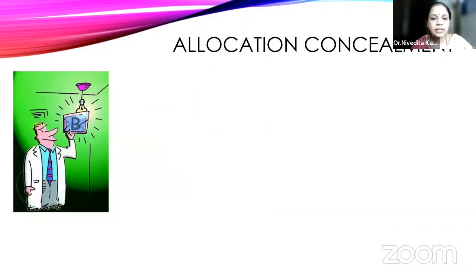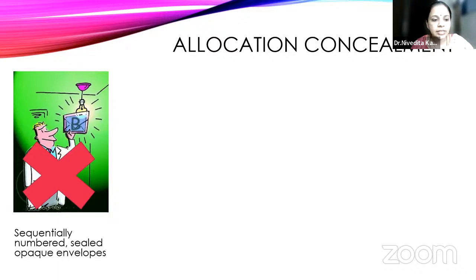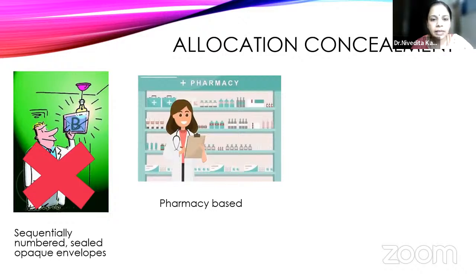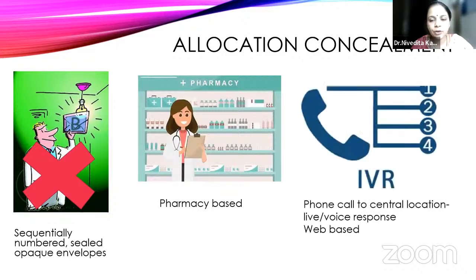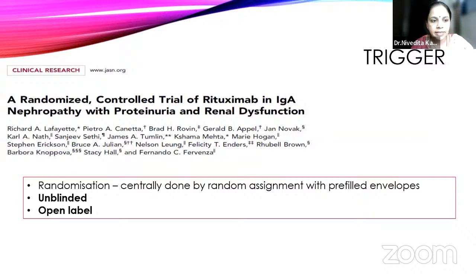Now, as we already mentioned, the randomization sequence is generated by using any of these methods. Once the randomization sequence is generated, the patient has to be allocated to that particular arm. That is also again done by the investigator, but it has to be concealed. The investigator should not be able to predict which arm the patient is allocated to. So this again introduces bias. So allocation concealment commonly is done by using sequentially numbered sealed opaque envelopes. It could be done by a third party like a pharmacy, or by using IVR or web-based programs. So allocation concealment is an important aspect of randomization.